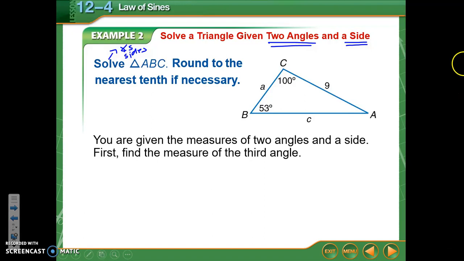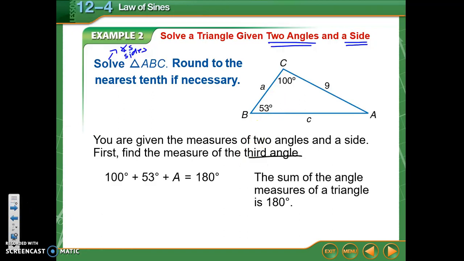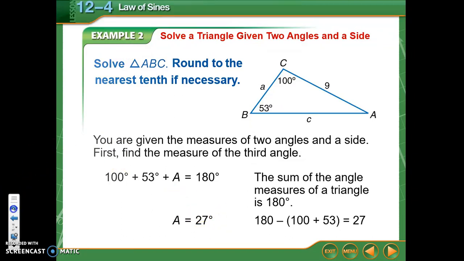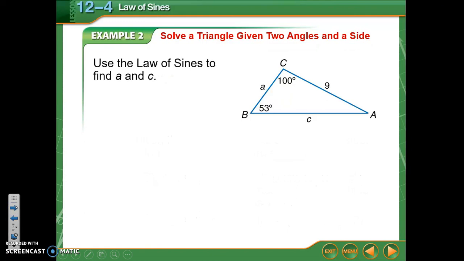So the easiest thing to do, if I'm given 2 angles in a triangle, is to find the measure of the third angle because I know that the angles of a triangle add up to 180 degrees. So 100 degrees plus 53 degrees plus angle A has to equal 180 degrees. And when I do that, I get 27 degrees. So now I know all of my angles. I know that angle A is 27 degrees and the other 2 were given to me.